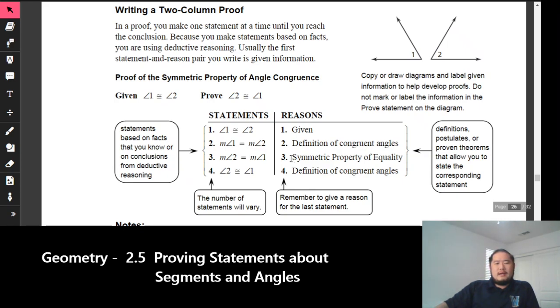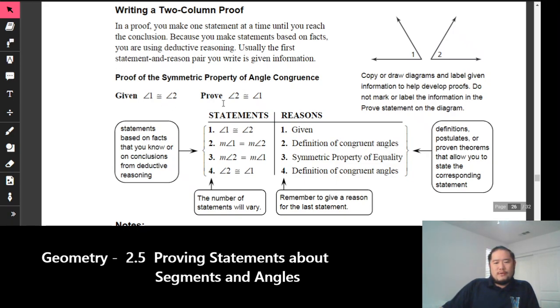And then finally, remember, what we're trying to prove right here is that angle 2 is congruent to angle 1. Well, that's our last statement. We will pretty much always put down in the proof exactly what we're proving. I can go ahead and say that angle 2 is congruent to angle 1 because of the definition of congruent angles. All right, so we went from equality to congruence, and then we used the definition of congruent angles once again.